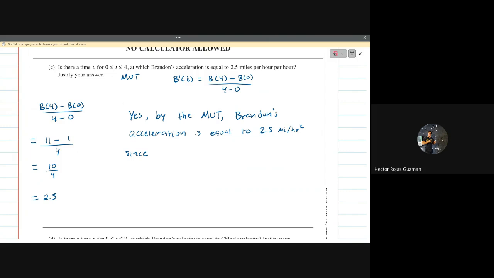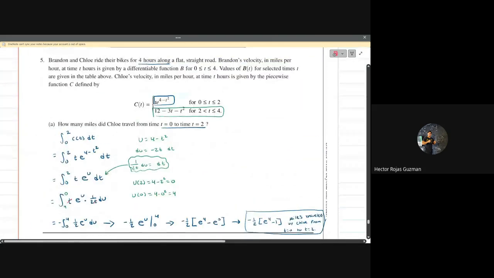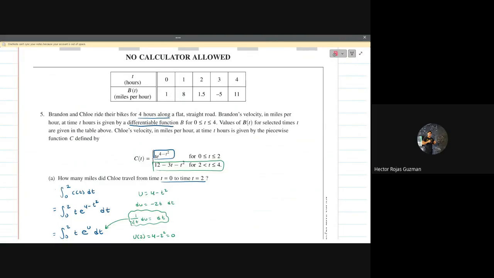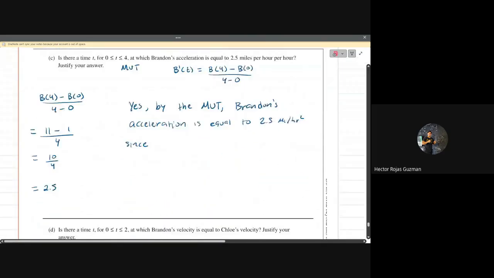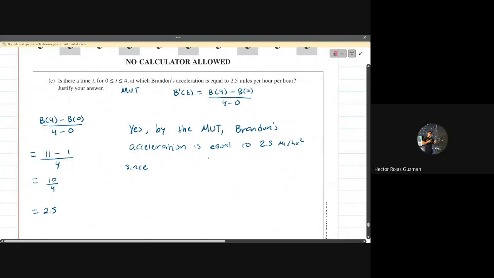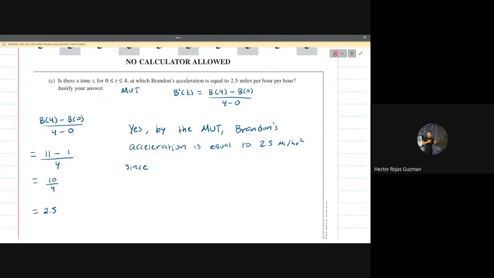Let me take a look at the beginning of the problem real quick. Brandon and Chloe ride their bike. Brandon's velocity in miles per hour is a differentiable function. There it is. That's the key that I was looking for. Because they're telling me that the function is differentiable, that also means it's continuous. And that's part of the conditions for the mean value theorem. So by the mean value theorem, Brandon's acceleration is equal to 2.5 miles per hour since B of t is continuous on a closed interval.